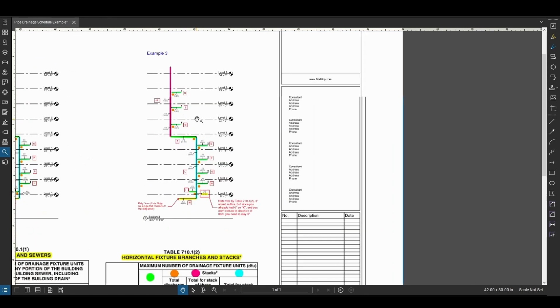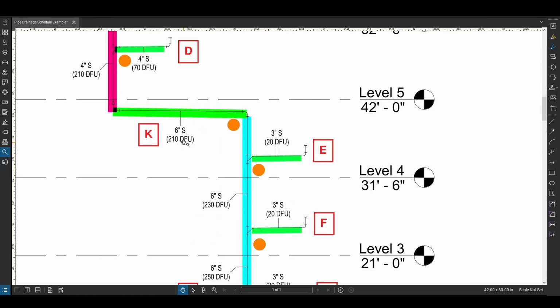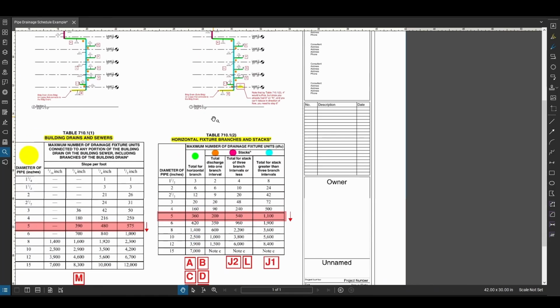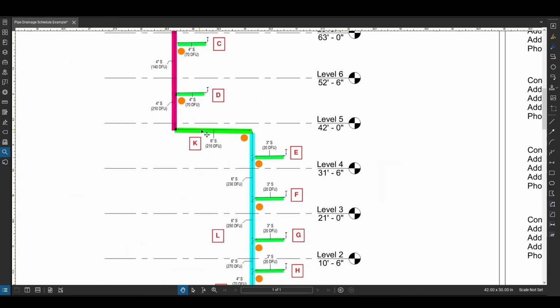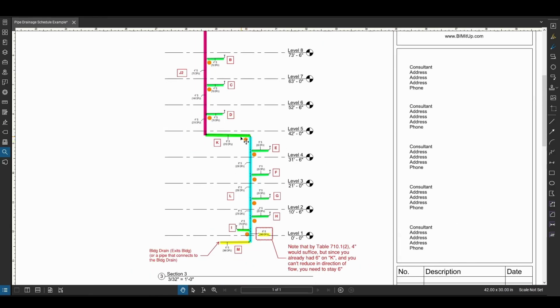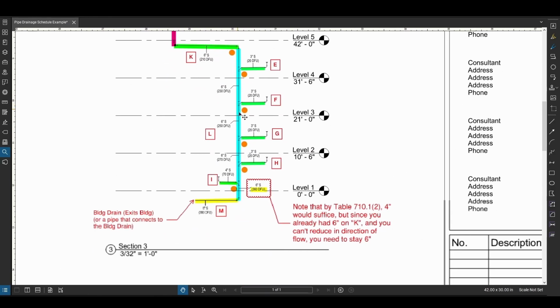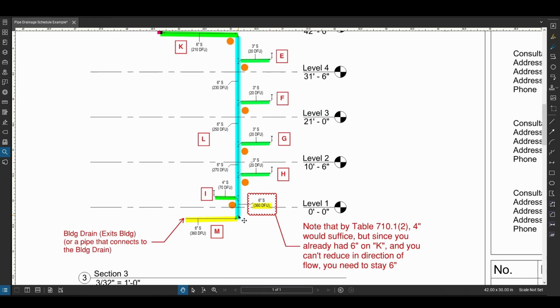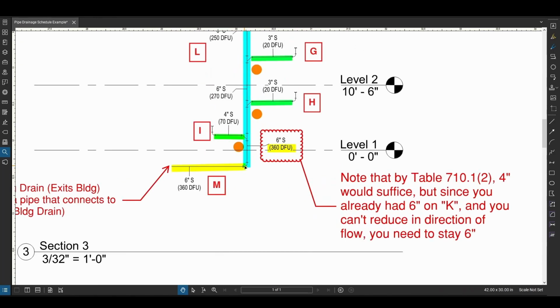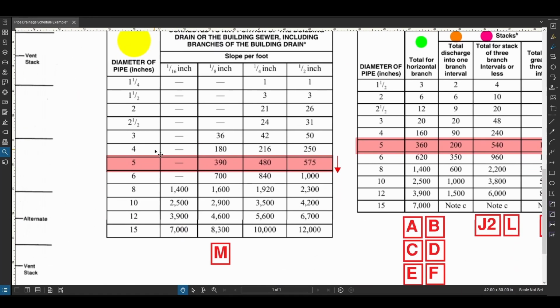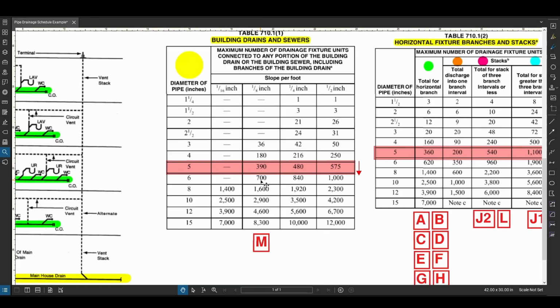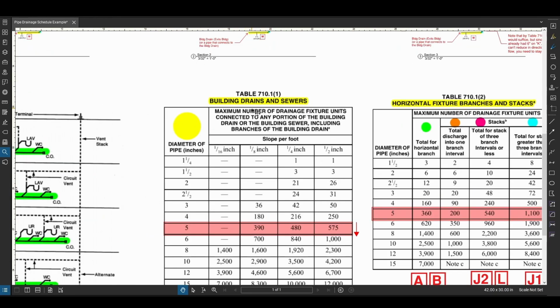Well, because you already had here 210 drain fixture units as a runoff or horizontal branch, and 210 requires a 6-inch horizontal. So once you're here at 6-inch, you cannot reduce in the direction of flow, so you have to take it down all the way down here as a 6-inch. But the good thing is that then you can turn horizontally with 360, and you can easily handle that with a 6-inch according to this table here for the building drain.